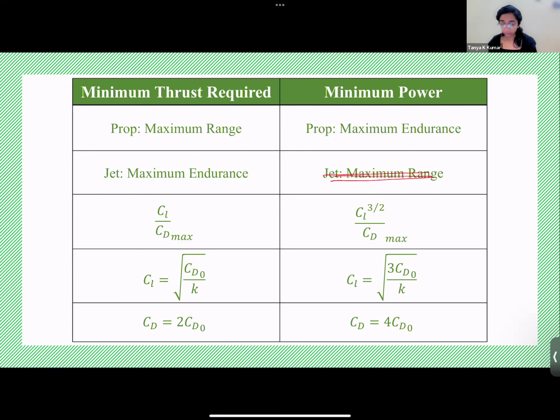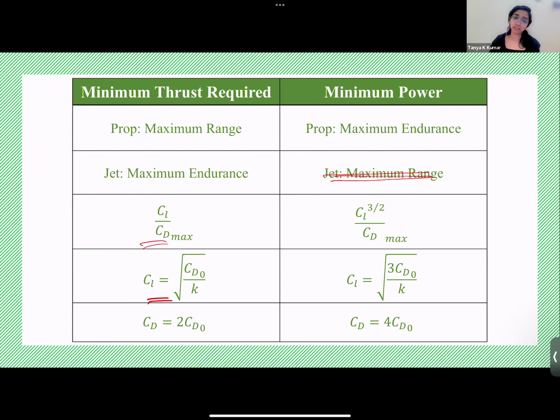You can tell me in terms of CL by CD or the value of CL or anything. So for minimum thrust, a propeller-driven aircraft gives you maximum range, and a jet-driven aircraft gives you maximum endurance. It corresponds to the case where L by D is maximum or drag is minimum, so CL by CD is maximum. In this case, your value of CL is root of CD naught by K. When you substitute this value into the drag polar, you get CD equal to 2 CD naught.